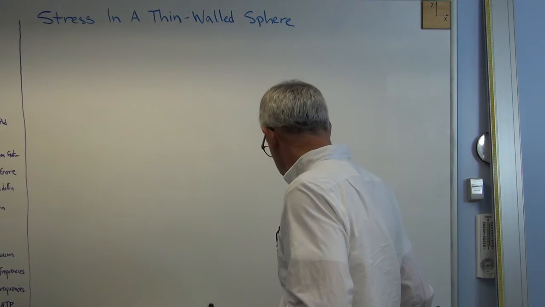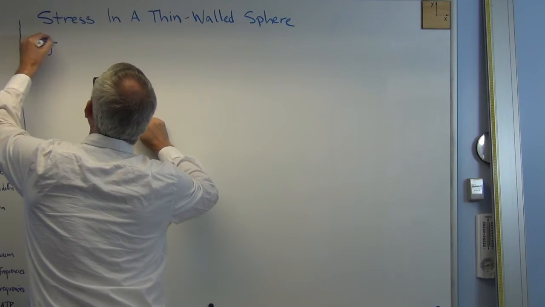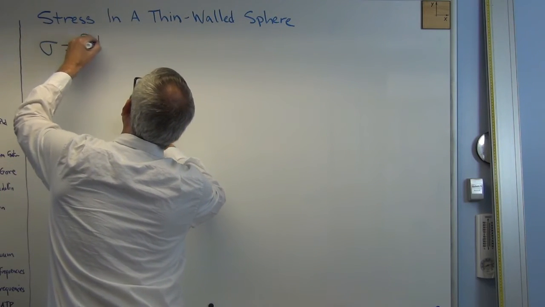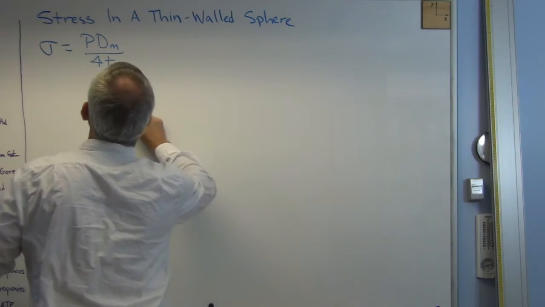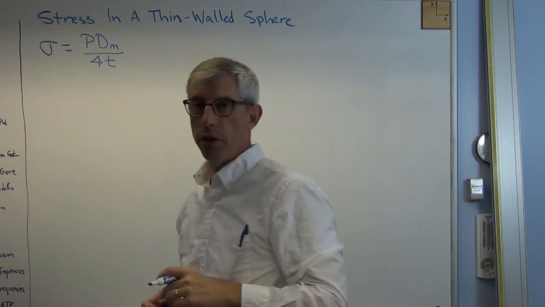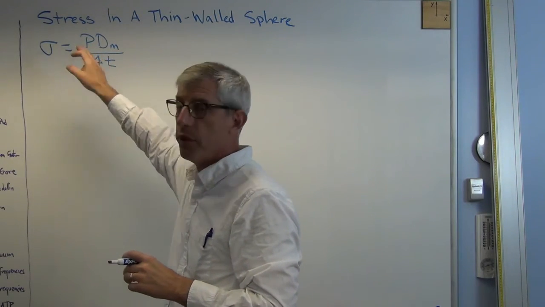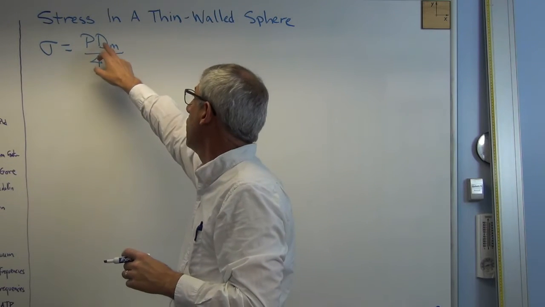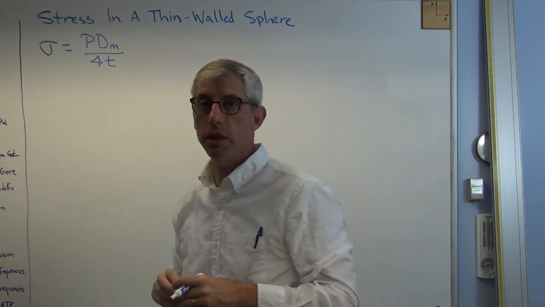Okay? Now the expression for a thin wall spherical pressure vessel looks like this. Okay, it's very simple. That's pressure. That's the interior pressure on the pressure vessel. And that's actually the pressure reference to the outside. Okay, and that's the mean diameter. Four is just a number, and t is the thickness.